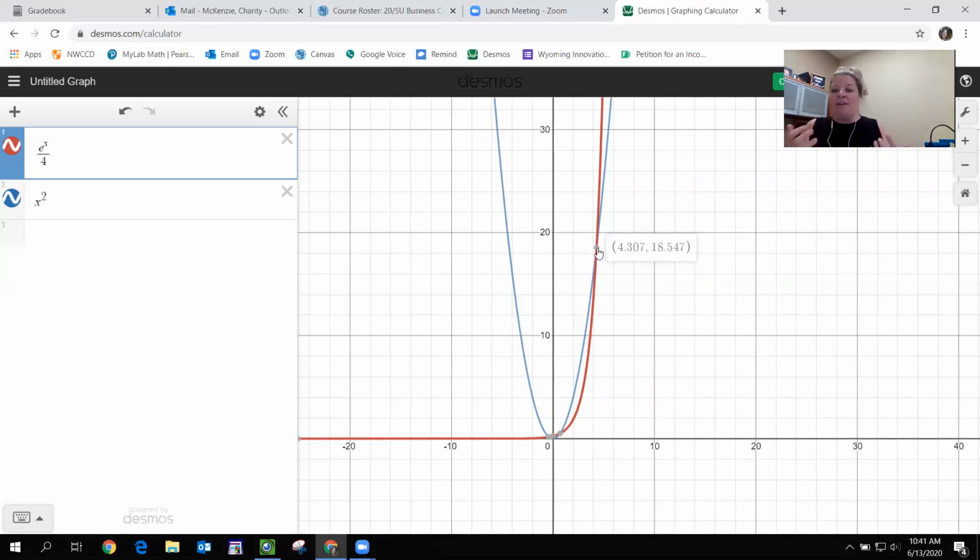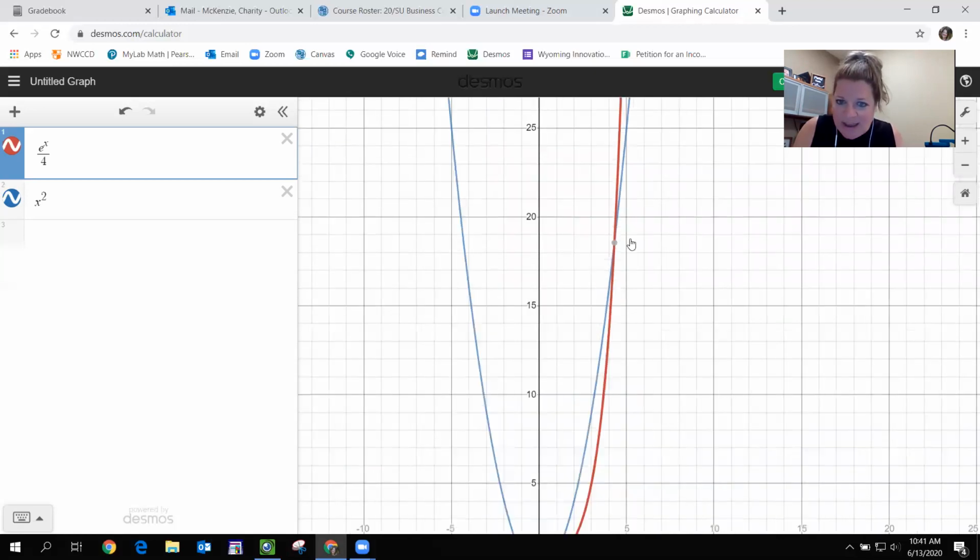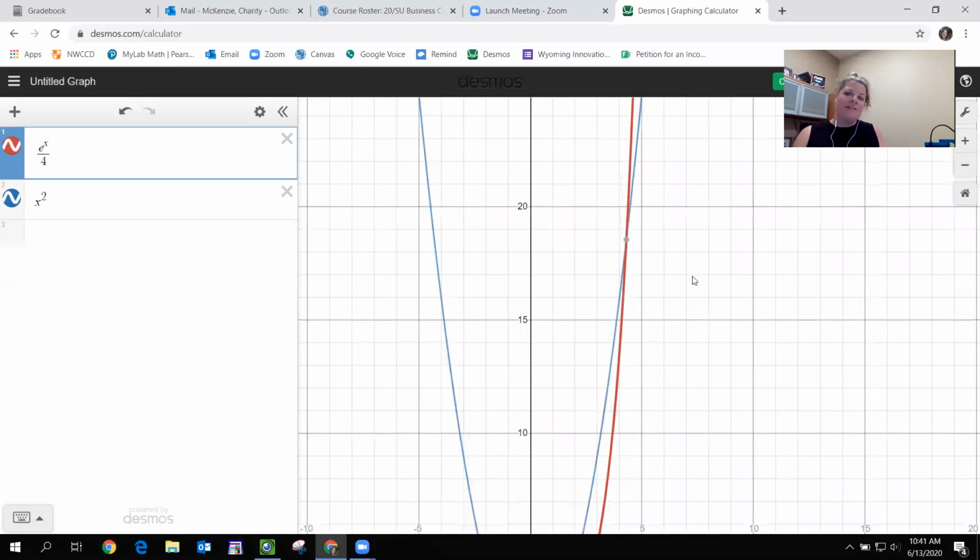So if you're looking for intersection of two functions using a graphing calculator, I love Desmos because it's really easy to see. And I can like scroll in and out super easy and see where they cross. So there you go. There's an example of that.